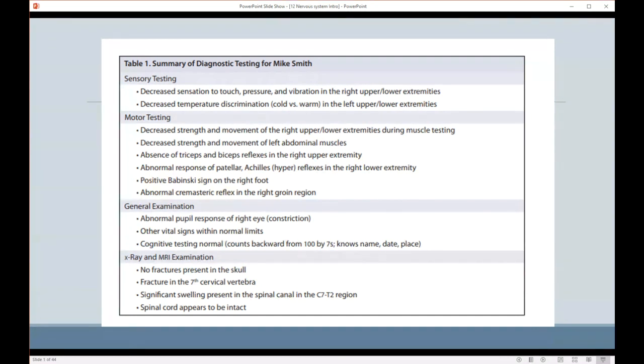So I don't know if you guys can do that, but like 93, 86, 79, 72, right? So if you can do that. All right, and then they also did x-rays and MRI.